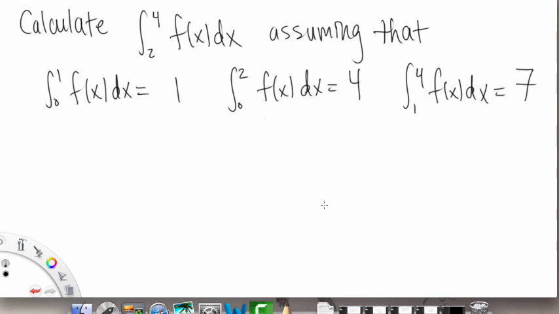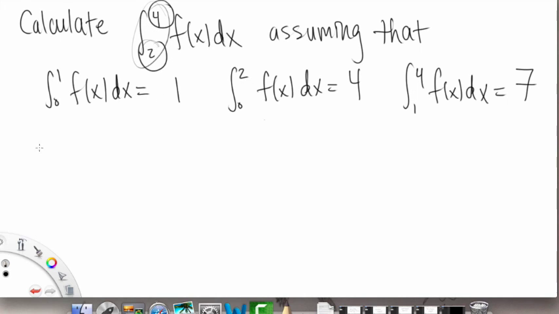Last problem, we're going to calculate the integral from 2 to 4 of f of x dx, assuming that we're given 3 different integrals and what they equal. What we really have to be careful with is these limits of integration. They can be kind of tricky. So what we really want is for us to start integrating at 2 and end integration at 4.